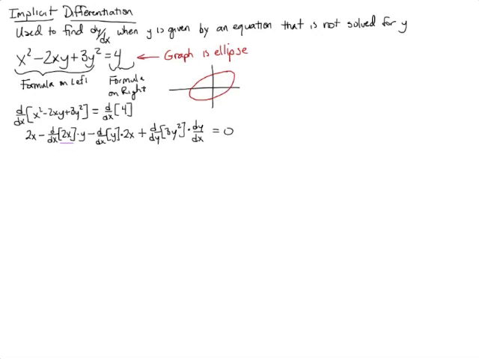The derivative of 2x with respect to x is 2. So I get 2x minus 2y. The derivative of y with respect to x is our variable dy/dx. The derivative of 3y squared is 6y, and the reason that we say 6y by itself is because I'm actually taking the derivative with respect to my variable y. I've already included the chain rule factor.